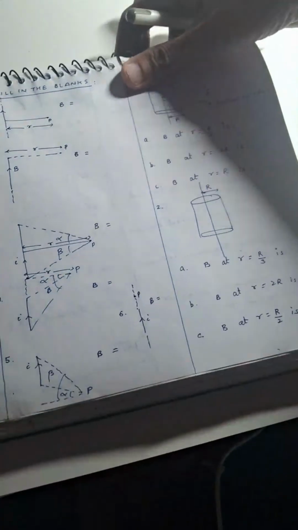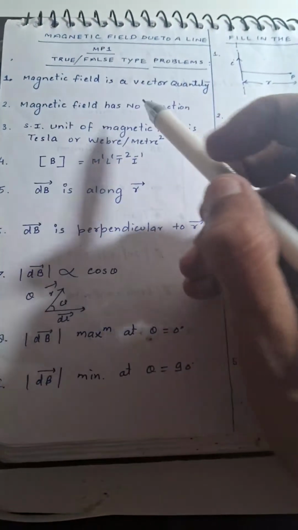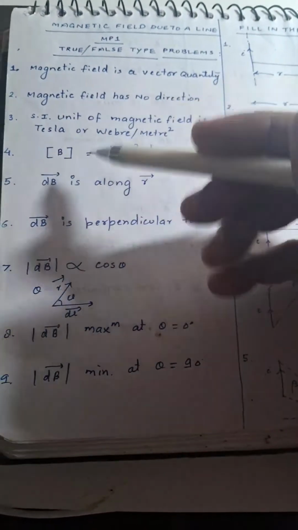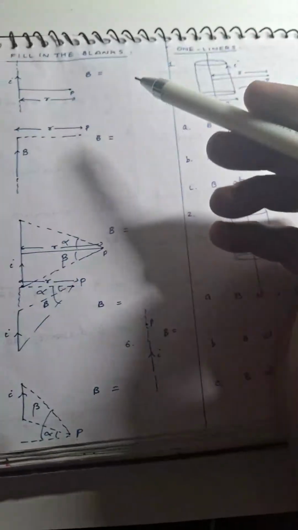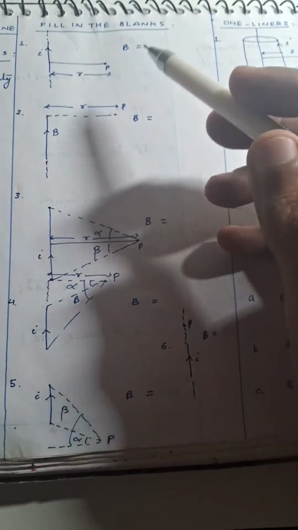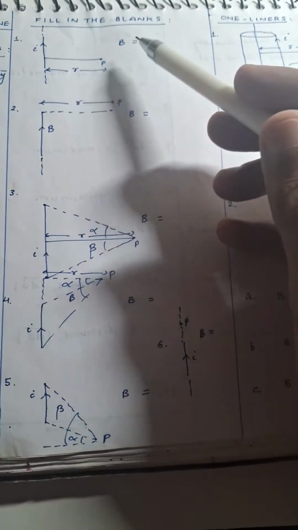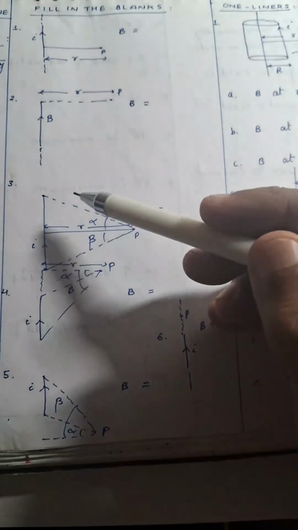Then we have another worksheet on magnetic field due to a line, true false type questions. So these are 1 mark questions. Vector dB is along r, perpendicular to r, true false statement, maximum minima conditions. Then we have certain questions based on values of magnetic field at different points, for infinite wire, for semi-infinite, for finite wire in different cases.